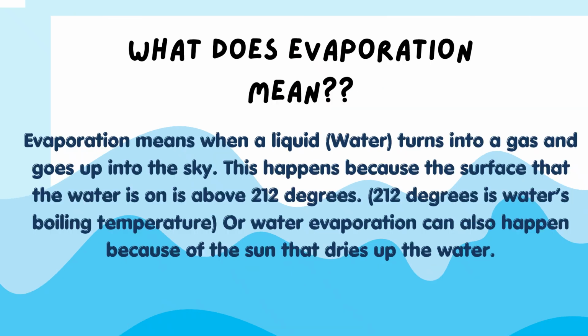What does evaporation mean? Evaporation means when a liquid, aka water, turns into a gas and goes up into the sky. This happens because either the surface that the water is on is above 212 degrees, or evaporation can also happen because of the sun that just dries up the water. The reason I said 212 degrees is that's water's boiling temperature.